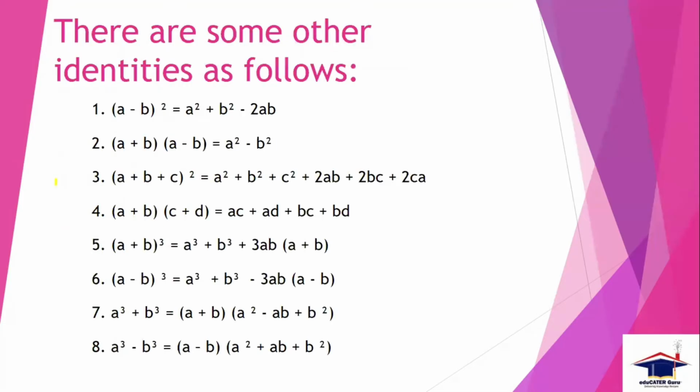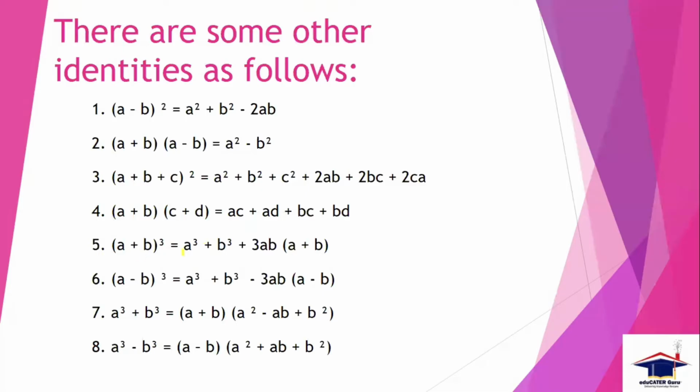True. So there are some other identities also like this. For example, (a minus b) whole squared equals a squared plus b squared minus 2ab. (a plus b) into (a minus b) equals a squared minus b squared. (a plus b plus c) whole squared is equal to a squared plus b squared plus c squared plus 2ab plus 2bc plus 2ca. (a plus b) into (c plus d) equals ac plus ad plus bc plus bd.